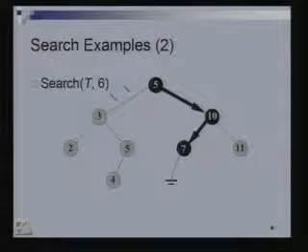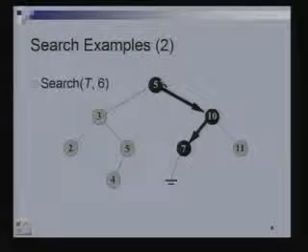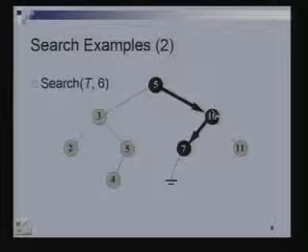Suppose we have the same example, but now we are searching for 6. So we come here, 6 is larger, so we go right. Then we compare 6 with 10, 6 is smaller, so we go left. Then we compare 6 with 7, 6 is smaller, so we try to go left, but the left child is null, so it is not there.